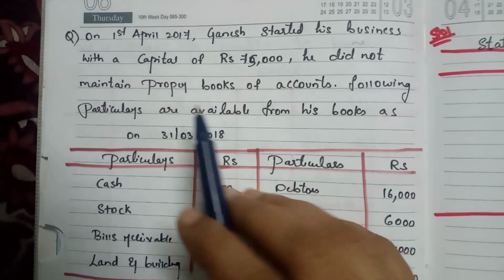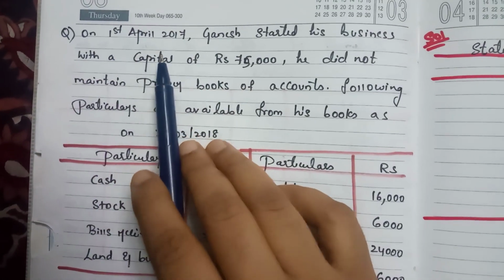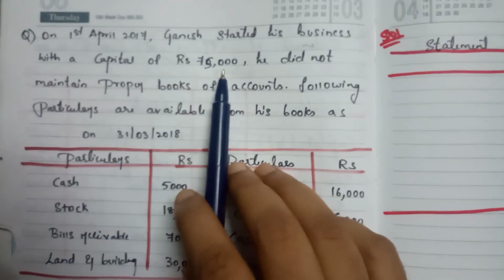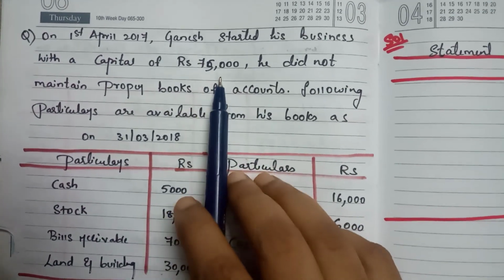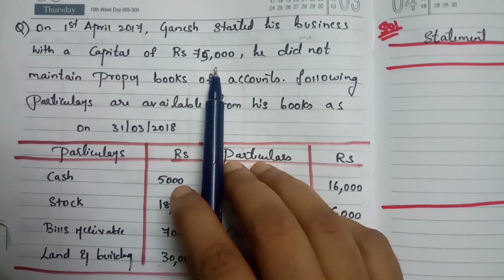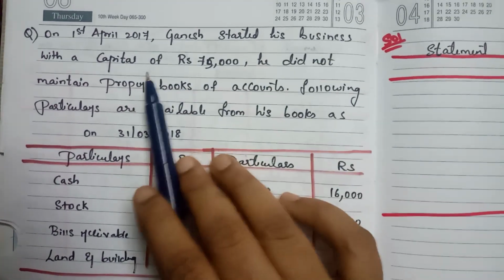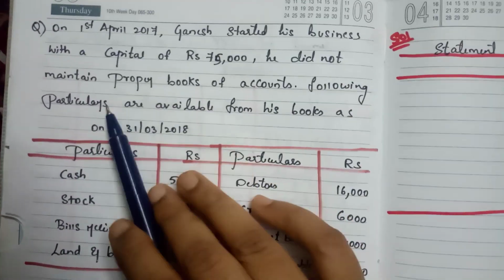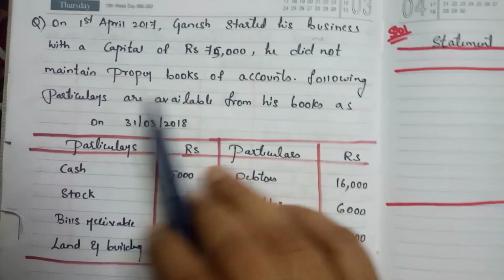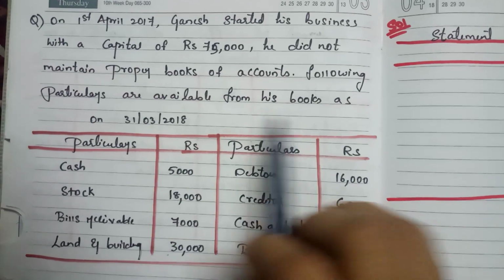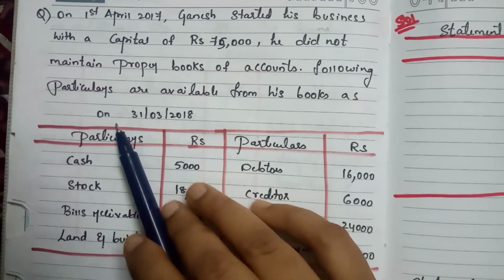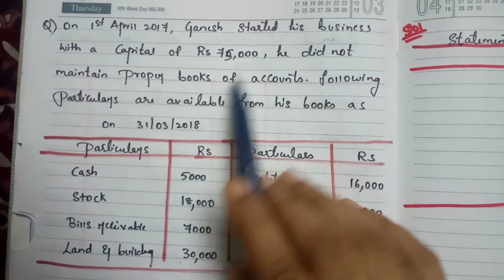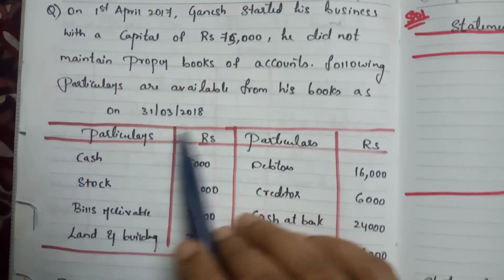Next we have the second question. On 1st April 2017, Ganesh started his business with a capital of 75,000. So he himself gave the capital. This is called the opening capital. So that means it's an opening capital. He did not maintain proper books of accounts. The following particulars are available from his books. So they are giving you the information relating to closing capital because they already gave you the opening capital. So they're asking us to find the closing capital.